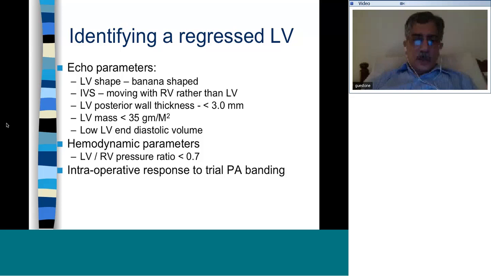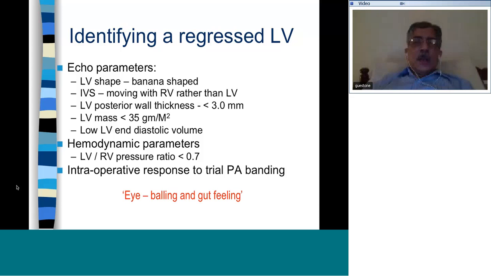And some people have tried an intraoperative response to a trial PA banding for a few minutes, 10 to 15 minutes intraoperatively, and see the response of the left ventricle. But by and large, experienced surgeons would generally go by the visual appearance of the left ventricle on a 2D echocardiogram and then take a call on that.